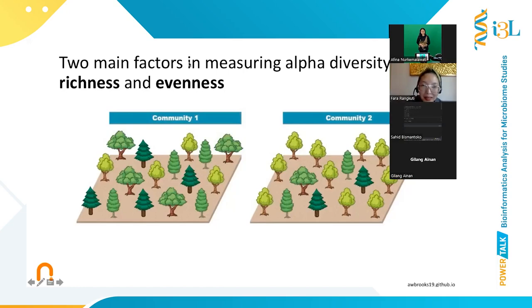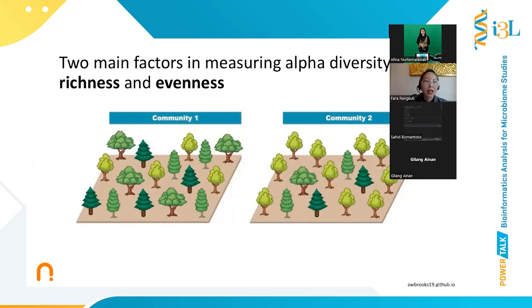Okay. Pak Sahid is absolutely right. You can see here in community one and community two, we have the same species richness. Why? Because there are exactly the same number of tree types, right? You have 3-1, 3-2, 3-3, and 3-4, four types. You will find these four types in both communities. So in terms of species richness, they are equally rich.